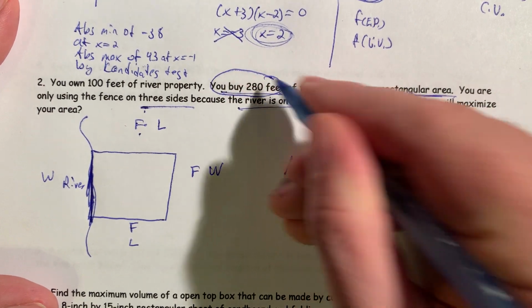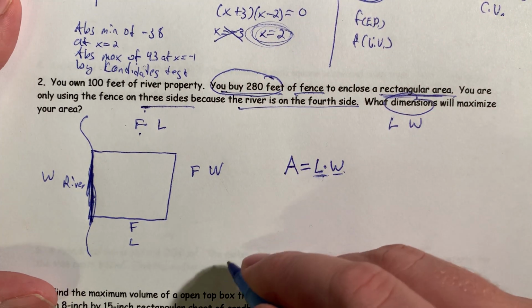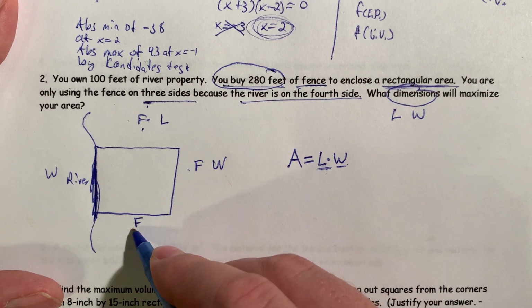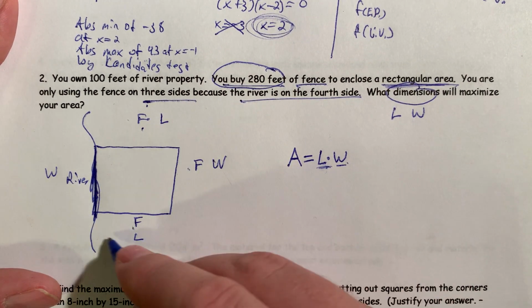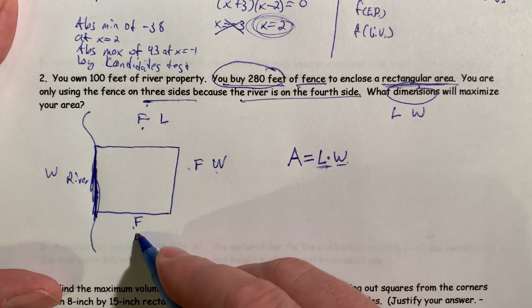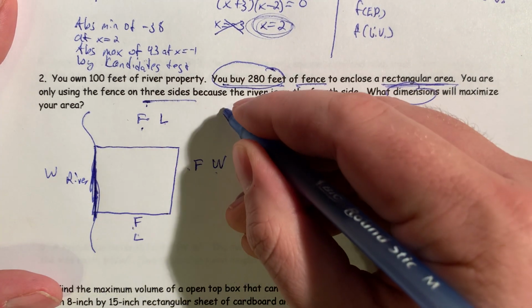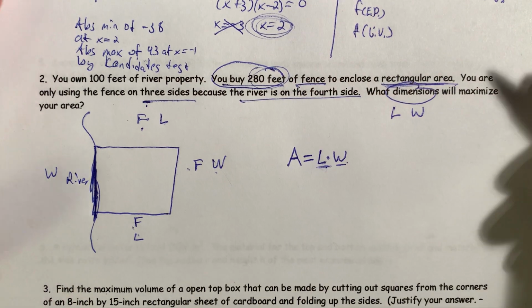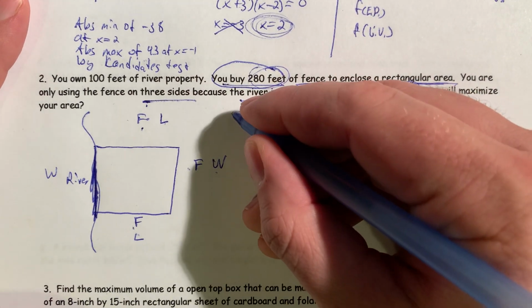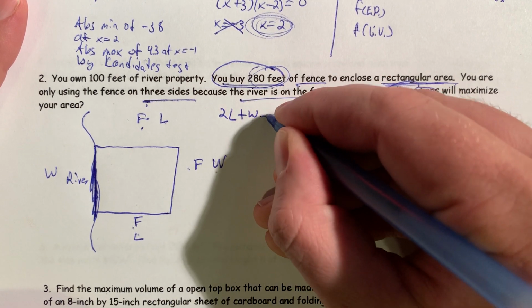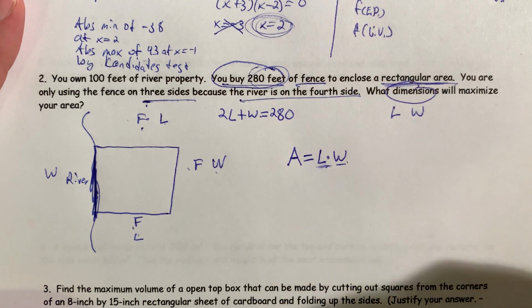There are 280 feet of fence. Okay, well, where is that fence going to go, and how does it relate to length and width? Well, here's fence, fence, fence, and then river. So we know that if we add up the length plus the width plus the length again, that's how much fence we have. We're trying to do the maximum amount of area, so we're going to use all of the fence that we can use. And so we know we're going to use 2 lengths plus 1 width, and that will equal 280.